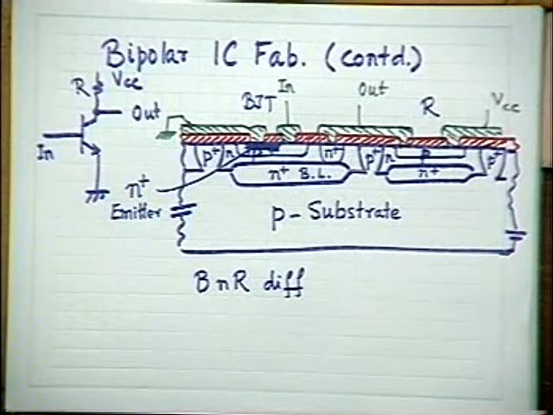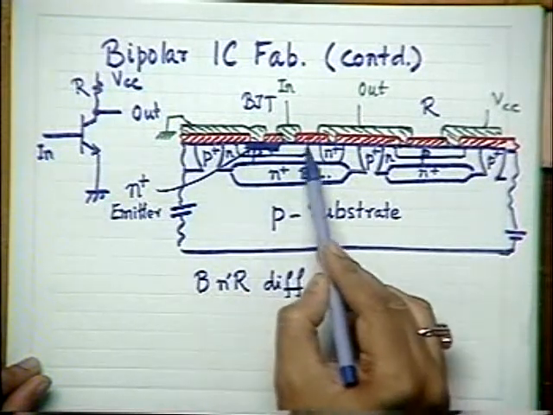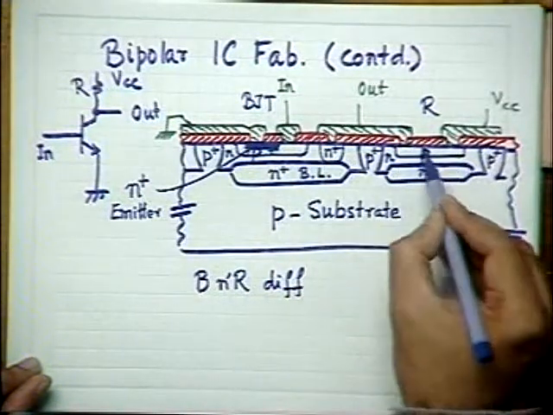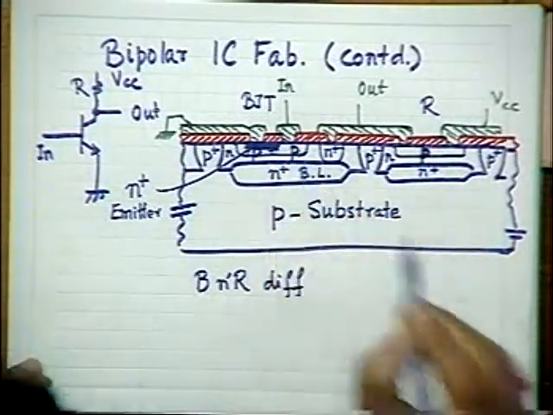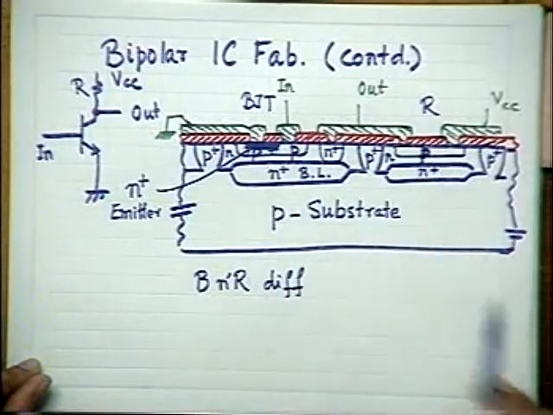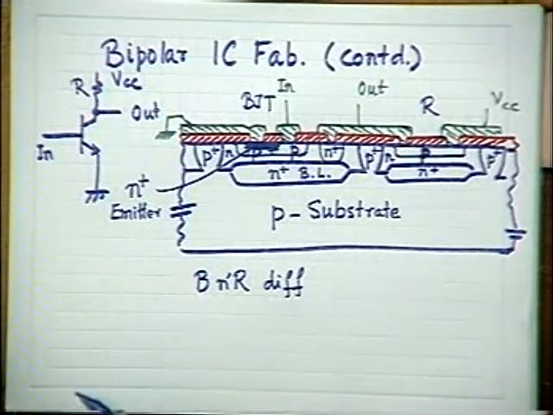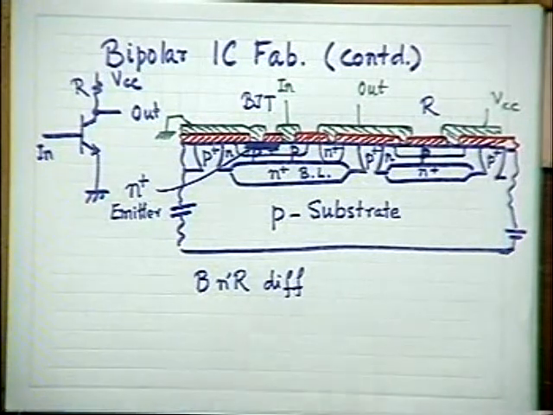In the language of technology, this particular diffusion step is used for the formation of the base boron doped region and this boron doped region, both are P. Please remember, both are P regions. This is a P region and this is also a P region. For the formation of these two P regions, I have used a step called BNR, B and R. BNR means base and resistor diffusion. In short called BNR diffusion.